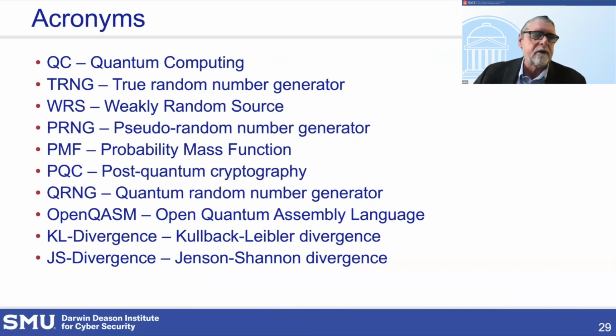So here are some acronyms. I won't go through all of these. I've mentioned several. When we compare our results, though, we're going to be using the Kullback-Leibler divergence and the Jensen-Shannon divergence. These are just two ways to compare an ideal distribution to our synthesized distribution.